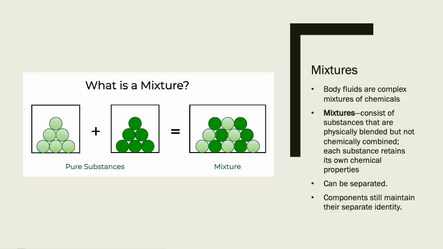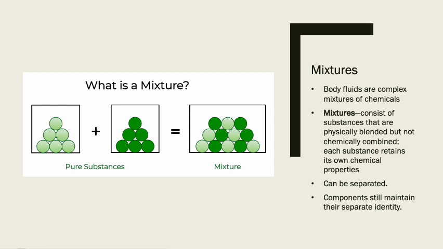Okay, so when we have water and we mix things into it, or mix different things together, we come up with different types of mixtures. Mixtures are a complex mix of chemicals. They can consist of substances that are physically blended but not chemically combined. Each substance retains its own chemical properties, but they are together. It can be separated, so the contents still remain themselves.